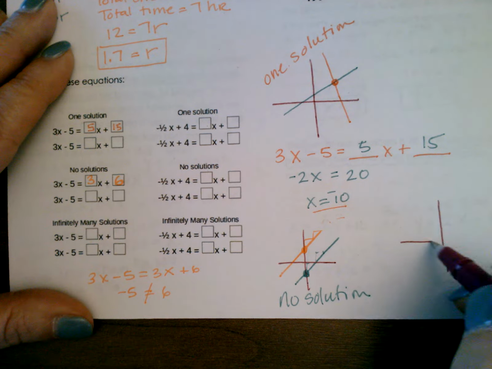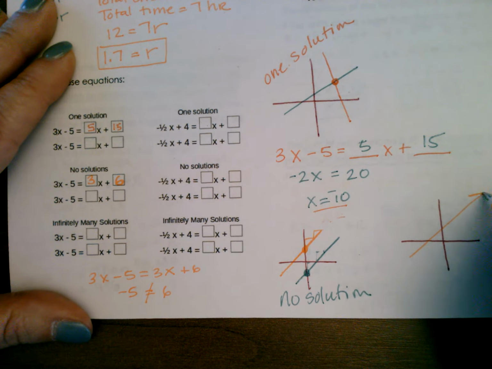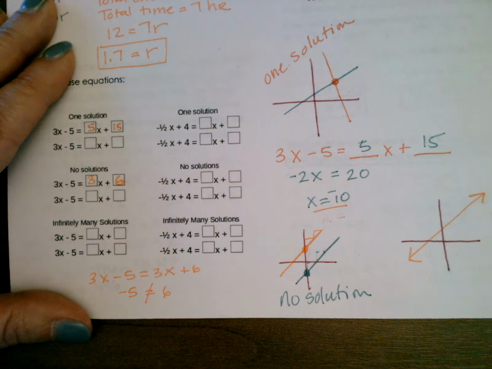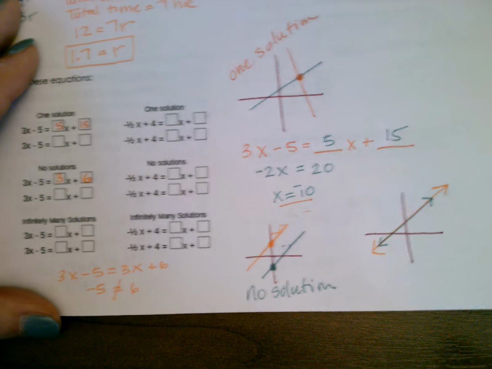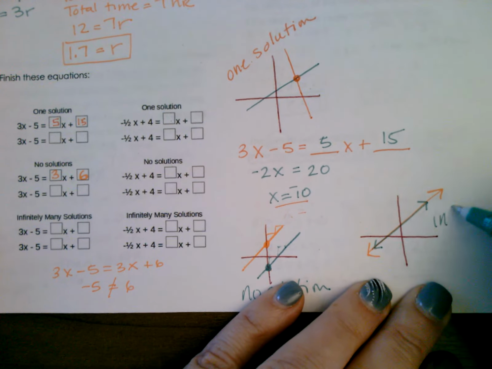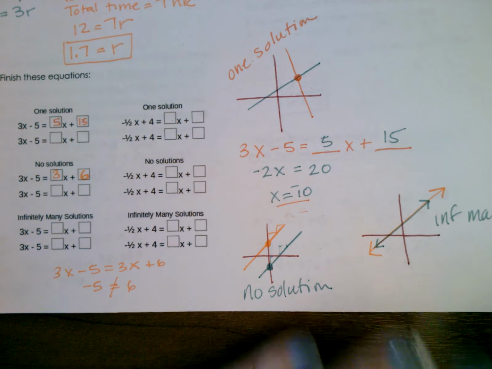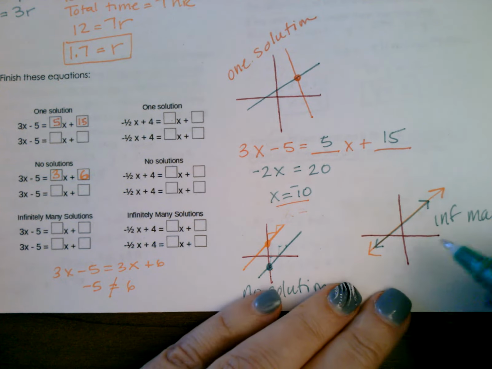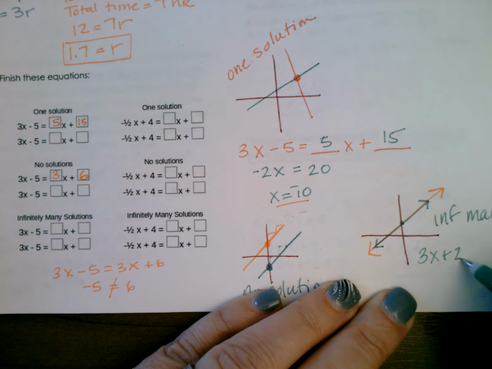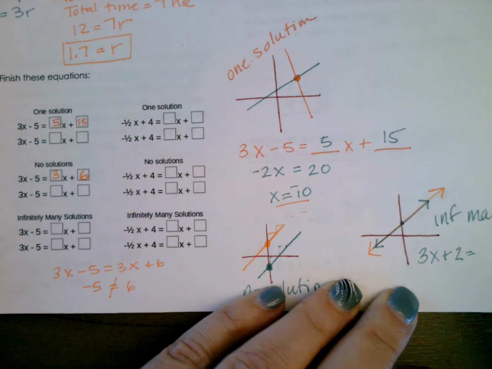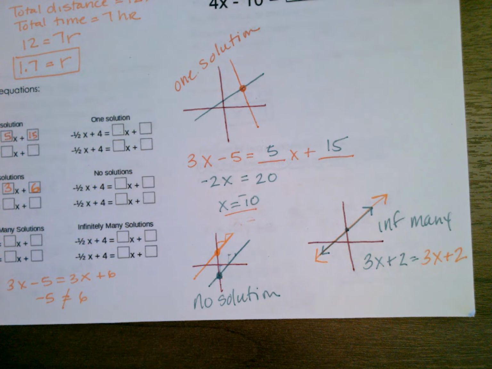Finally, infinitely many. That is when you graph one line, and when you go to graph the next line, it falls on top of it, or it is really the same line. That is infinitely many. Well, because they're the same, we have to have the exact same equation. So 3x plus, I'll call that 2, would have to be the same as the orange line, 3x plus 2.